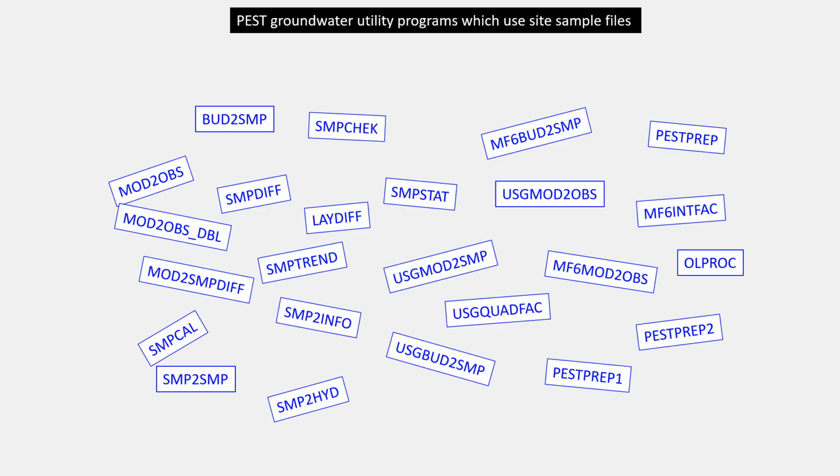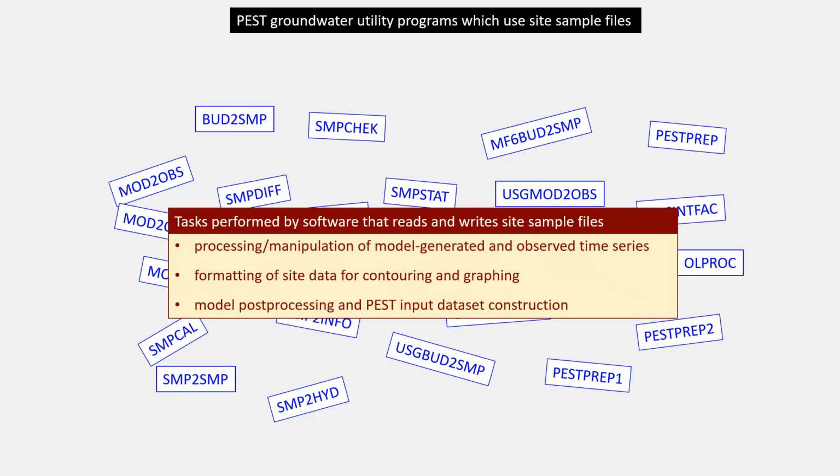So why use a site sample file? Well, that's the subject of this video, and we'll show a number of good reasons. A lot of utilities from the PEST Groundwater Utility Suite read and produce site sample files. The tasks that these utilities perform are many and varied. They include processing, manipulation of model-generated and observed time series, formatting of site data for contouring and graphing, but mostly, and this is the big one, model post-processing and PEST input dataset construction.